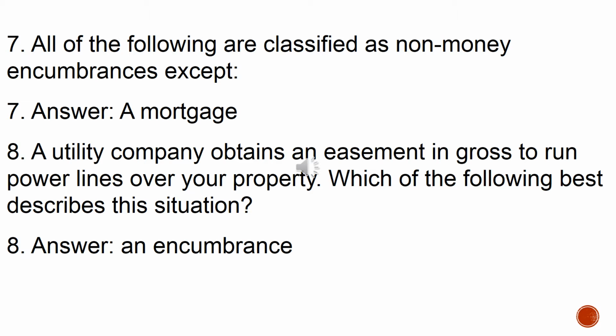Question number 7. All of the following are classified as non-money encumbrances except? Answer: a mortgage. Question number 8. A utility company obtains an easement and grows to run power lines over your property. Which of the following best describes this situation? Answer: an encumbrance.